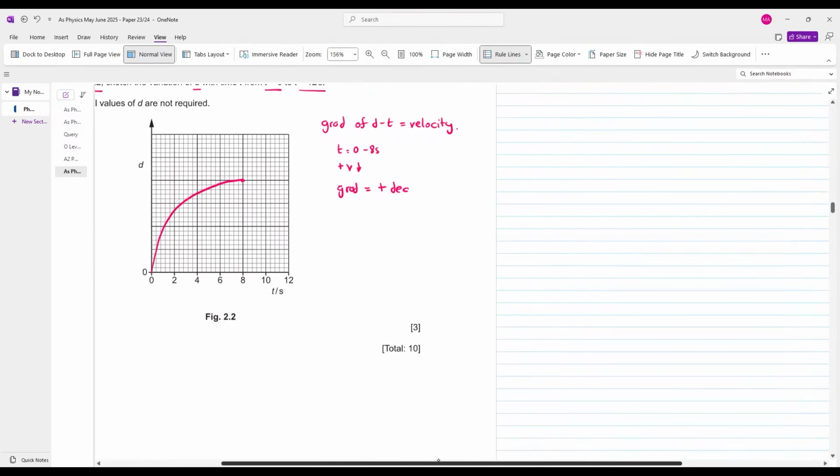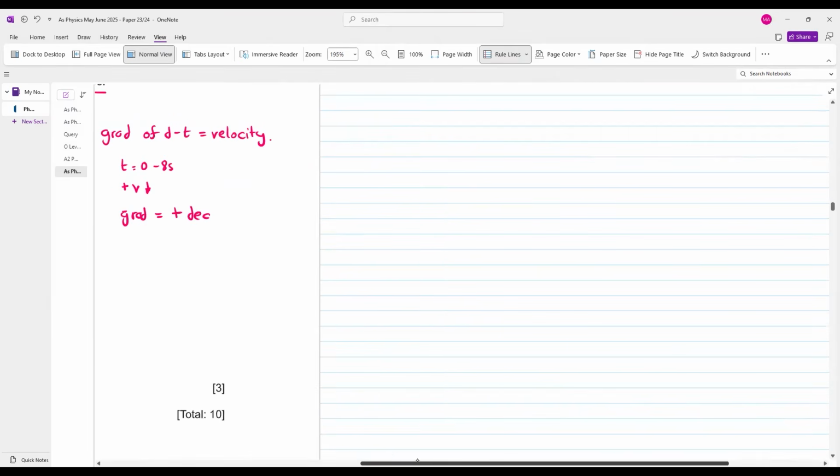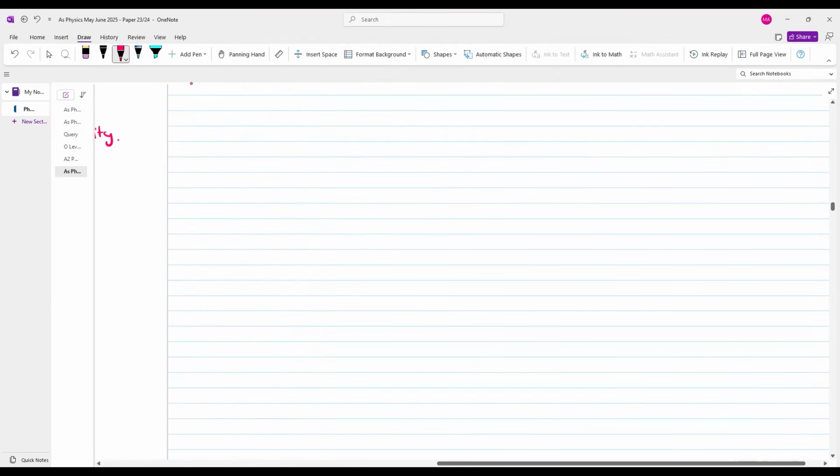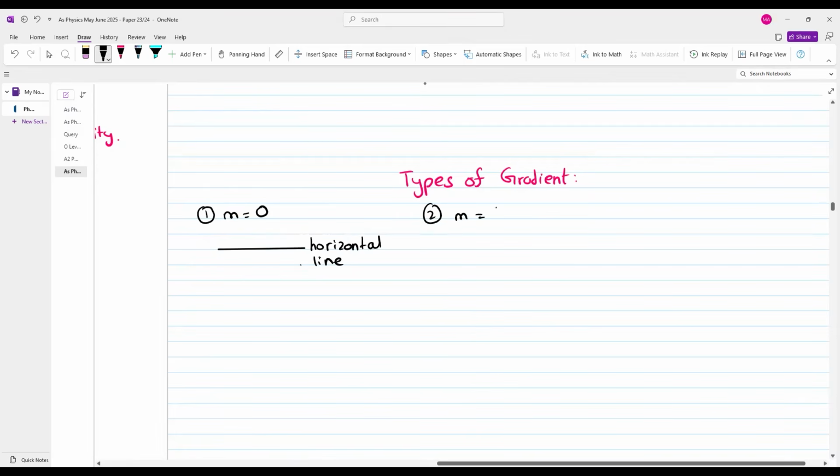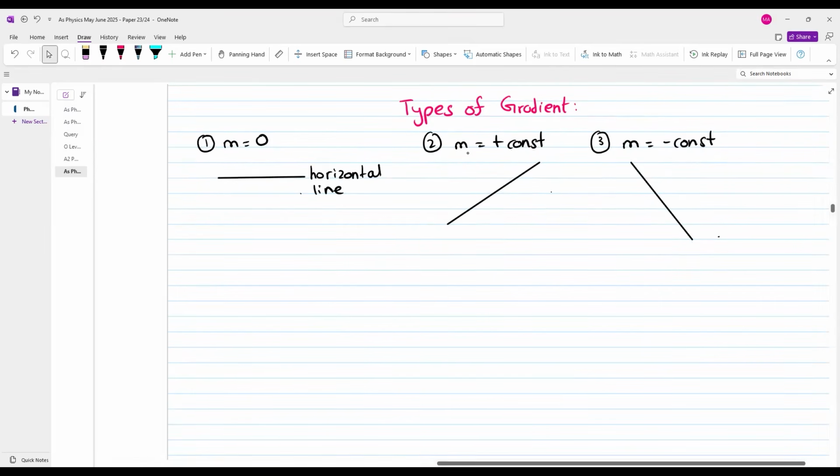Please open up your registers and start copying what I am telling you. This will help you throughout your life. Write down the heading: types of gradients. There are 7 types of gradients that you need to know in AS level physics. If your gradient is 0, you will draw a horizontal line. If your gradient is positive and constant, you draw an upward sloping line. If your gradient is negative and constant, you draw a downward sloping line. Always remember, if your gradient is constant, you draw lines.